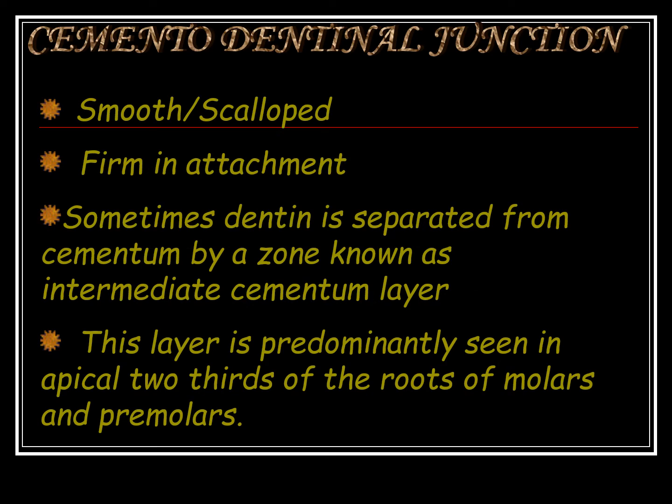Now, what is the cemento-dentinal junction? The junction between your cementum and the dentine is called the cemento-dentinal junction. It can be smooth or scalloped. It is firm in attachment, but sometimes dentine is separated from the cementum by a zone known as the intermediate cemental layer. This layer is predominantly seen in the apical two-thirds of the roots of the molars and the premolars. Note down that molars and premolars are the posterior teeth in the oral cavity, while the incisors are the anterior teeth.